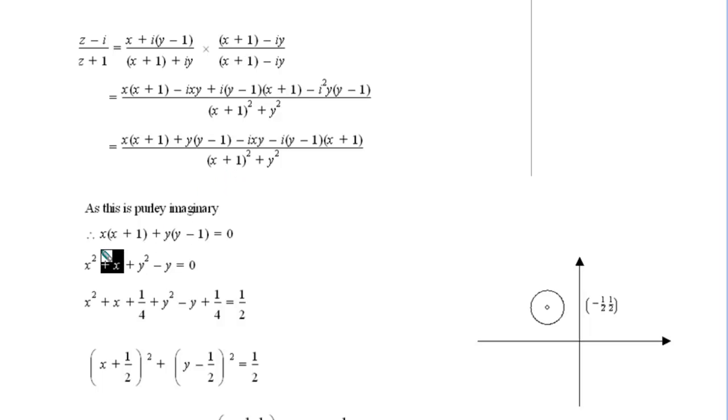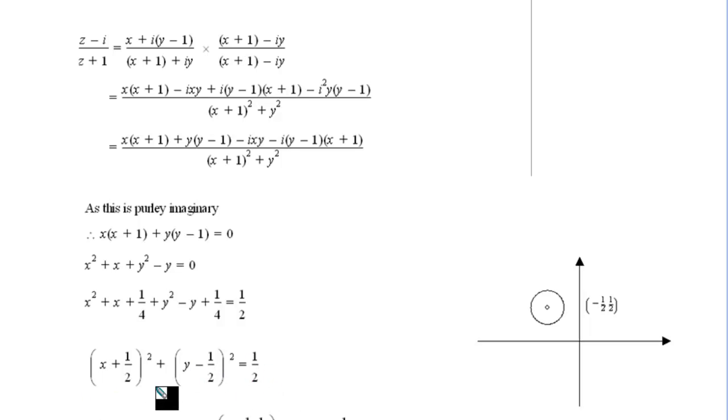So we expand out and we've got x squared plus x plus y squared minus y equal to 0. So we complete the square. We can see this is going to be a circle, with x squared and y squared there. So we complete the squares: we get x plus a half all squared, and a quarter there. So we've had 2 quarters on the right hand side. And y minus a half all squared, and that's all equal to a half.